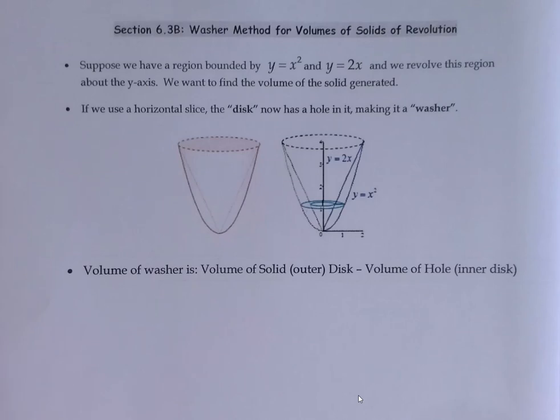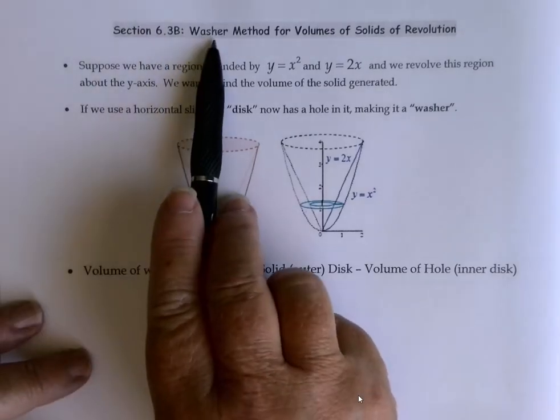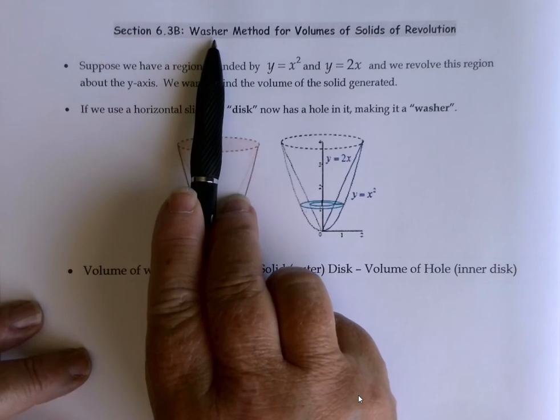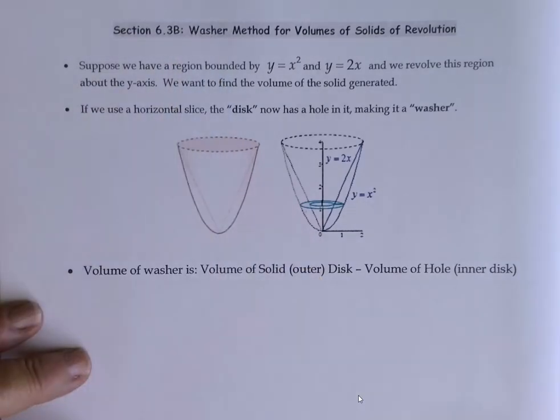This is the second part of section 6.3. We're going to continue to talk about volumes for solids of revolution. And instead of the disk method, we're now going to talk about something called the washer method. This is going to allow us to find the volume of solids when the original region, the R, does not sit right on the axis of revolution.